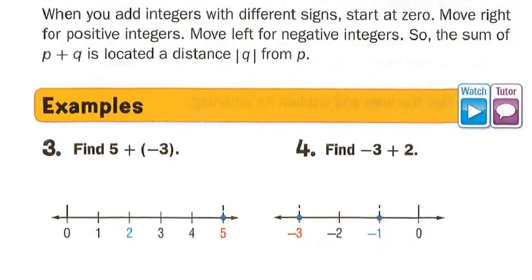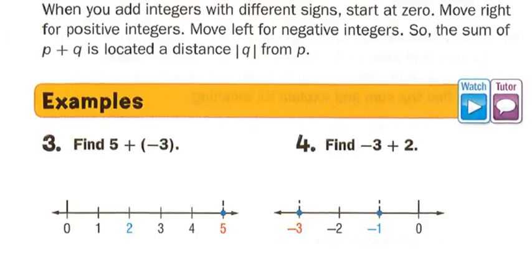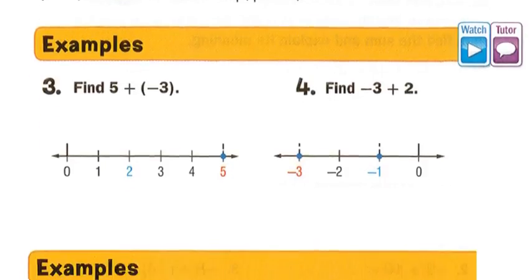Right? So when you add integers with different signs, again, if we use the number line, we're just going to start at 0. We'll move right for positive, we'll move left for negative. So the sum of p plus q is located a distance of the absolute value of q from p. So let's take a look at what that actually means and what's going on there.